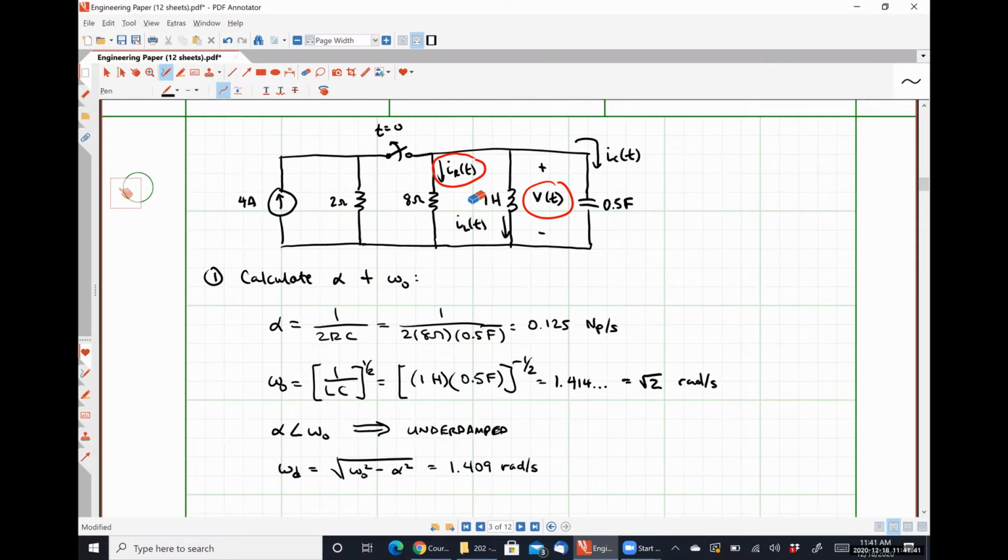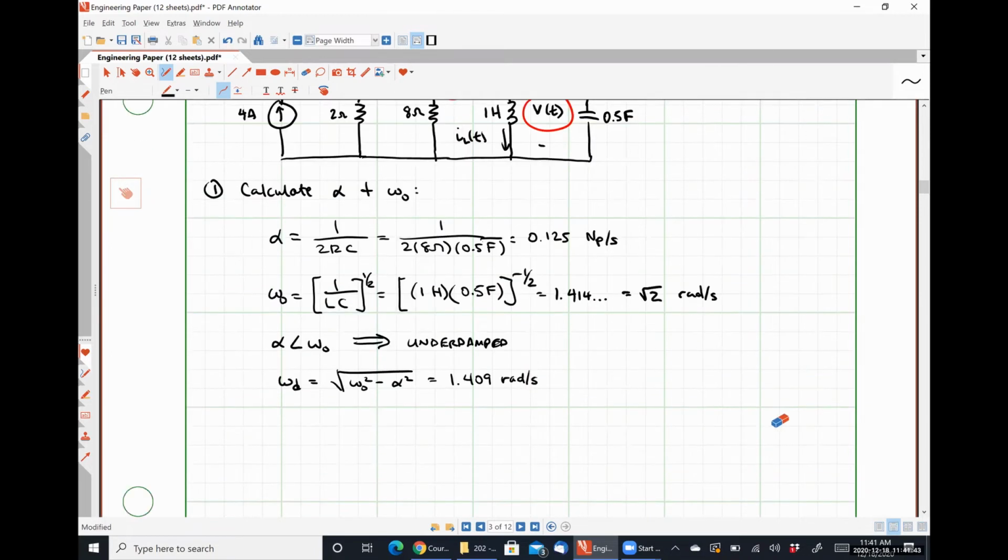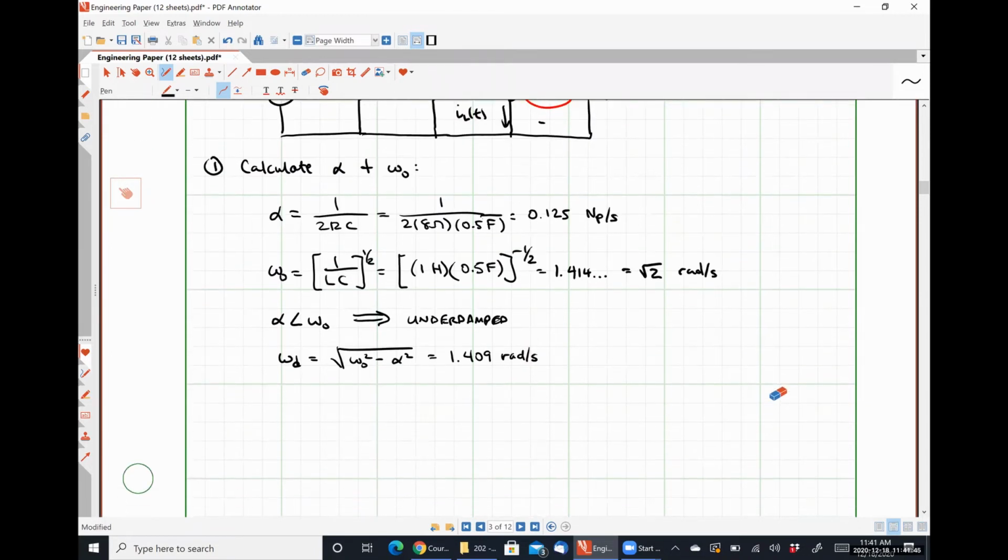All right, so we've calculated alpha and omega naught. Now what we need to do is determine our initial conditions. So we have to analyze the circuit at t equals 0 minus and analyze the circuit at t equals 0 plus. It's critical that we do both t equals 0 minus and t equals 0 plus here.